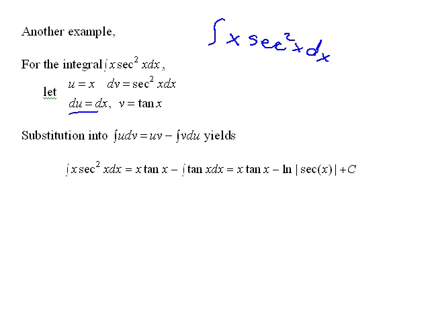Now look on the other side. If we say dv is secant squared of x dx, that's easy to integrate because the integral of secant squared is tangent. Now I have all the terms that I need. So I substitute that into this form. The first term is u times v. u is x, v is tangent of x, and that's the first term right here. Then I have this integral, the integral of v du. v is tangent of x, du is dx.